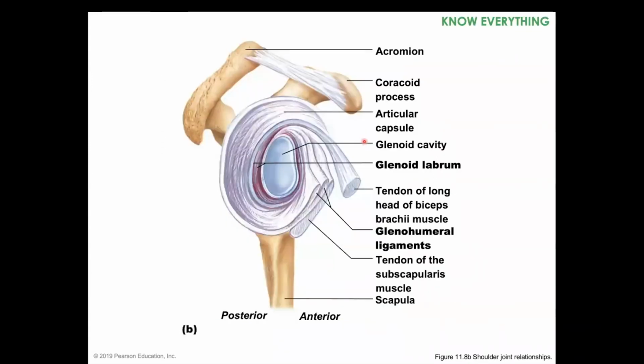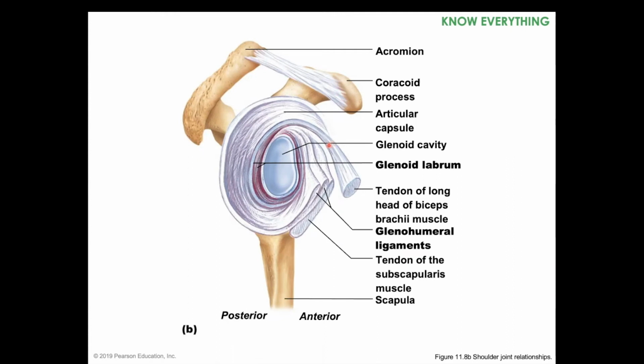So the shoulder is another complex joint, so bear with me. The shoulder is very mobile, but very unstable. So there are lots of ligaments and muscles and tendons that aid in increasing the stability of the joint.